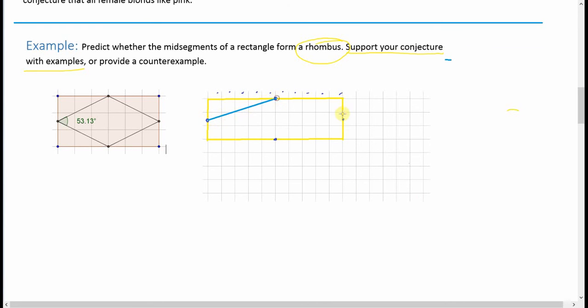So midsegment, midsegment, midsegment, and midsegment. Okay, how do we even know whether this is a rhombus or not? Well, a rhombus has very specific characteristics. A rhombus has all four sides equal. And we also know that opposite sides are parallel.